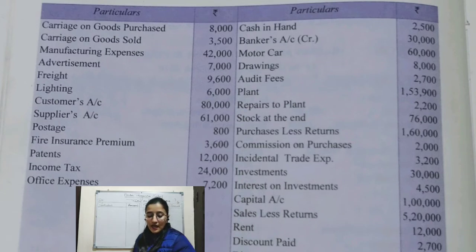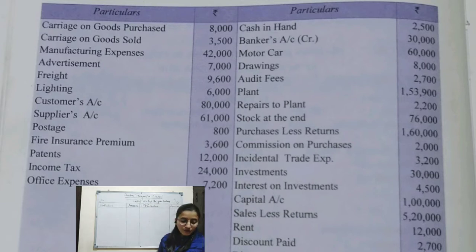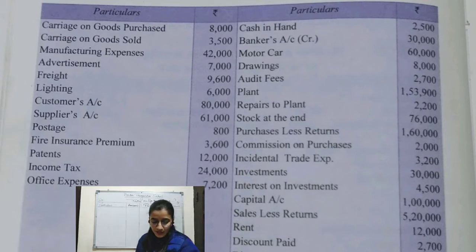First item is carriage on goods purchased amounting to rupees 8,000. Then carriage on goods sold 3,500. Manufacturing expenses 42,000. Advertisement rupees 7,000. Freight 9,600. Lighting amounting to rupees 6,000. Customers account 80,000. Suppliers account 61,000. Postage amounting to rupees 800. Fire insurance premium 3,600. Patents 12,000. Income tax 24,000. Office expenses 7,200.